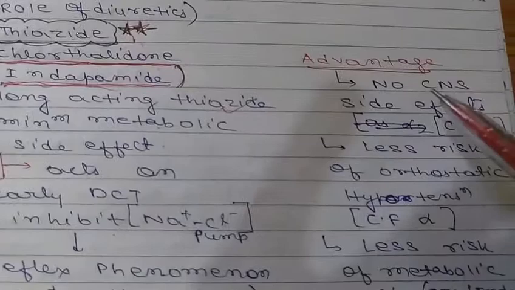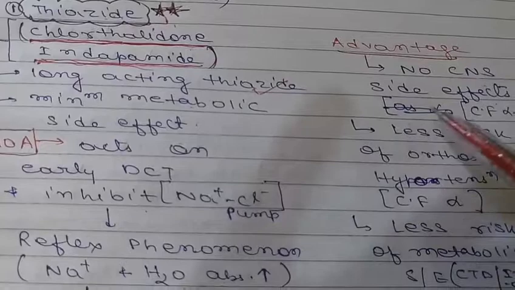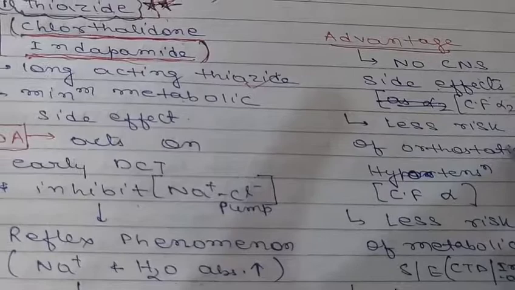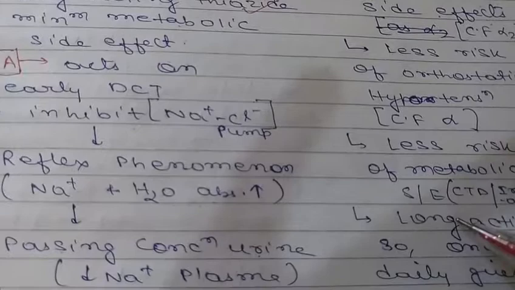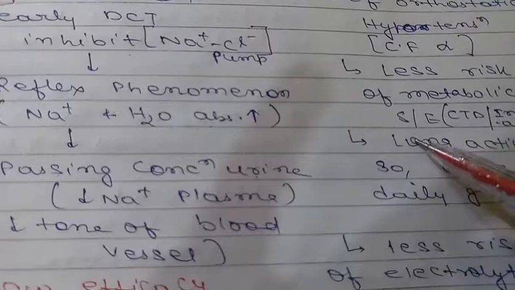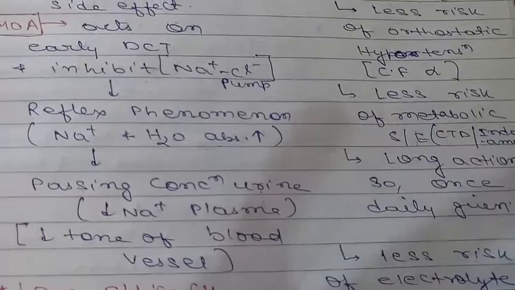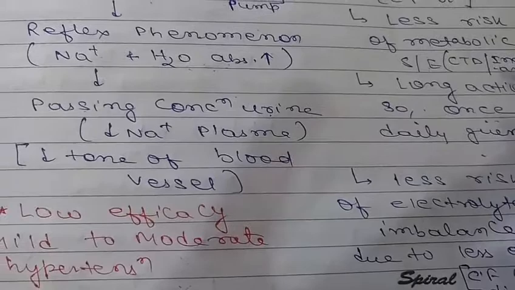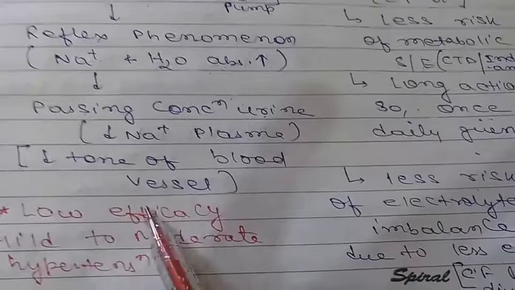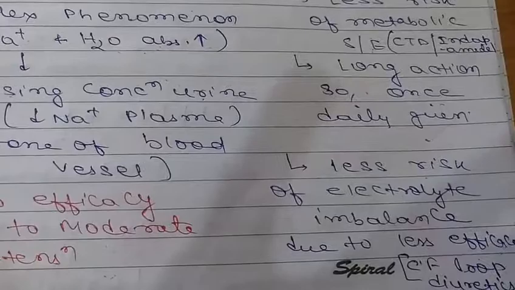Now coming to the advantages of thiazides. They have no CNS side effects, one of the most important advantages, as we have found CNS side effects in alpha-2 agonists. They also have less risk of orthostatic hypotension, which we find with alpha blockers. They have less risk of metabolic side effects. They have long lasting effects, so you give them once daily. They also have less risk of electrolyte imbalance due to less efficacy, which is seen with loop diuretics but not with thiazides. So these are the major advantages of thiazides.